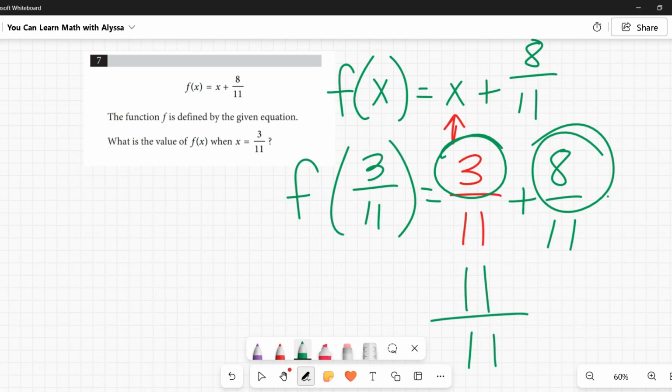I have 11 11ths. 11 11ths can be simplified because another way of looking at it is 11 divided by 11, and that is just 1. So the value of f of x, what it is we get when we do the math, when x is 3/11, is just 1. That is my answer.